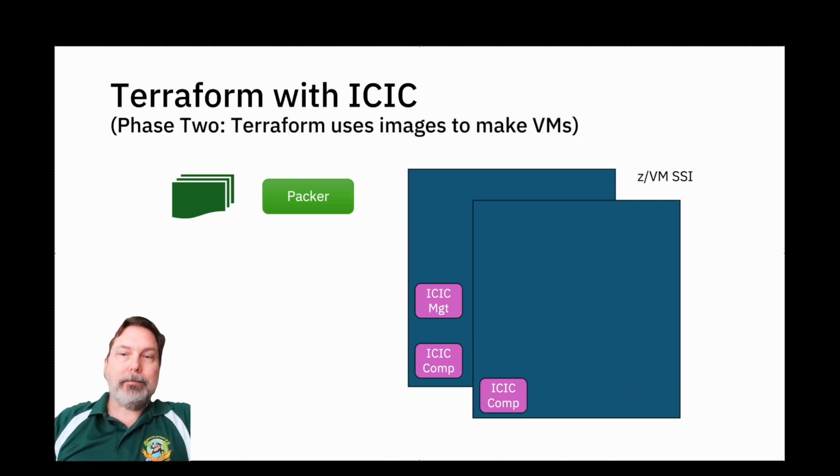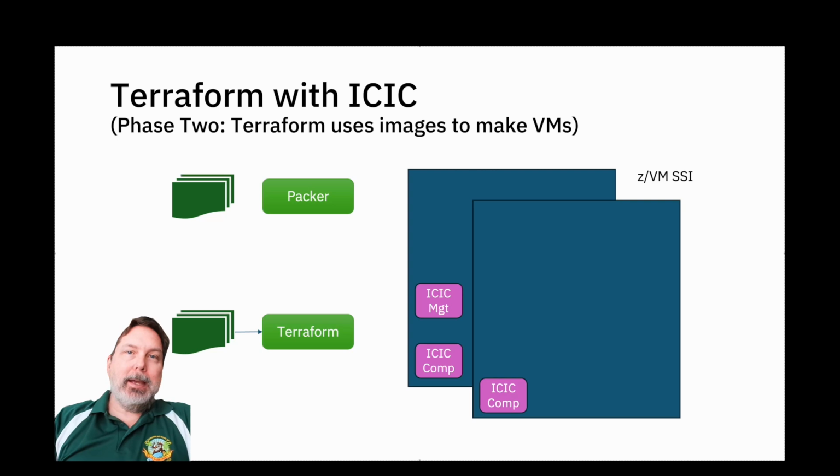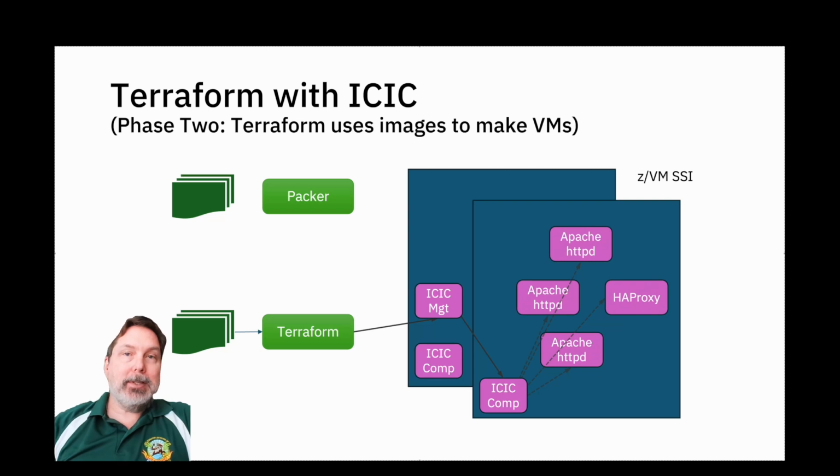So the second phase is where we actually use Terraform. We take those existing images, those images that we just created using Packer, and we deploy infrastructure as code using Terraform. So again, OpenStack compatible APIs talking to ICIC, and ICIC is going to deploy some virtual machines for us. Like I said, based on those images that Packer just created.